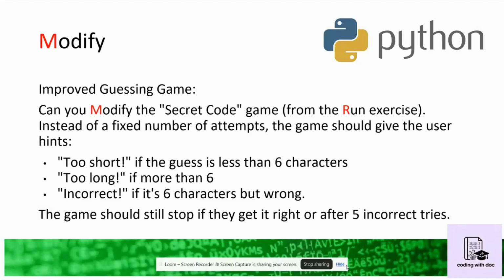So this is the modify challenge. On the modify challenge, what I'm wanting you to do is look back at the code that we did for the secret game code, and can you tweak it? Can you tweak it so that it says too short if the guess is less than 6 characters, or too long if it's more than 6 characters, or incorrect if it is 6 characters but it's wrong. And then it stops after 5 tries.